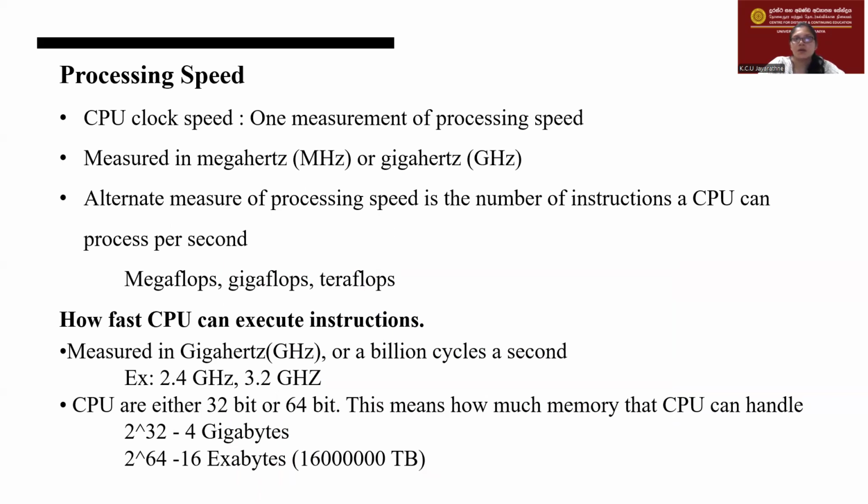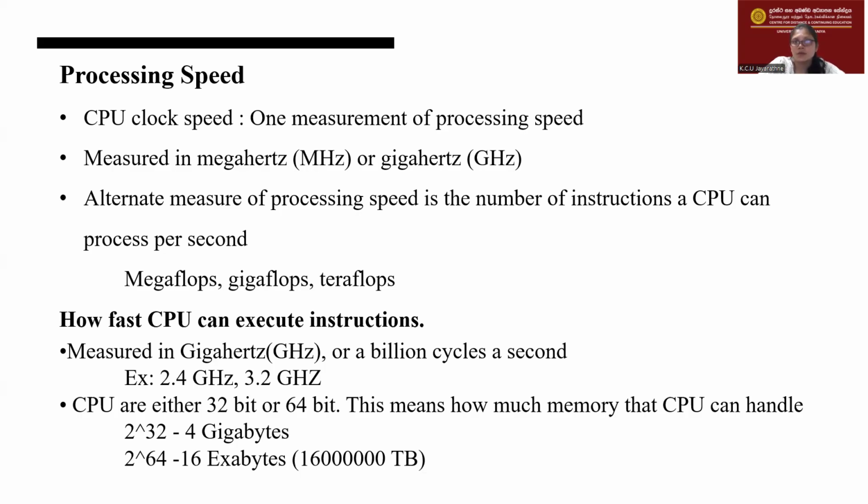A CPU has a clock speed. It's the CPU clock speed, which is one measurement of processing speed. The CPU clock speed is measured in gigahertz or megahertz. Alternate measures of processing speed are the number of instructions a CPU can process per second. So it can be megaflops, gigaflops, or teraflops.